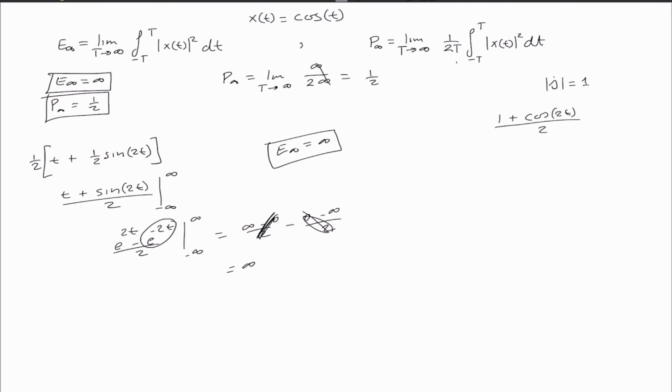And if you evaluate this expression for the average power, you get infinity. And still, we have 1 over 2t, and we multiply that by infinity, and as t approaches infinity, we'll get 1/2. That's it. So see you in the next problem.